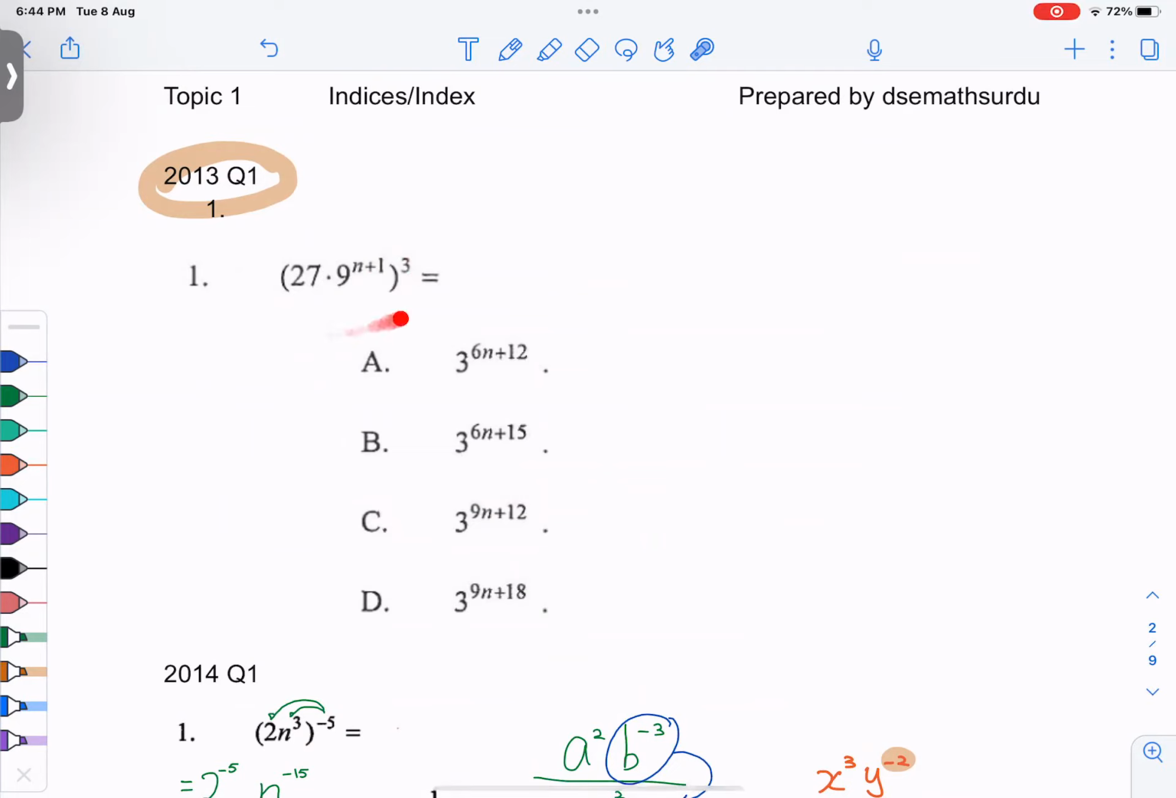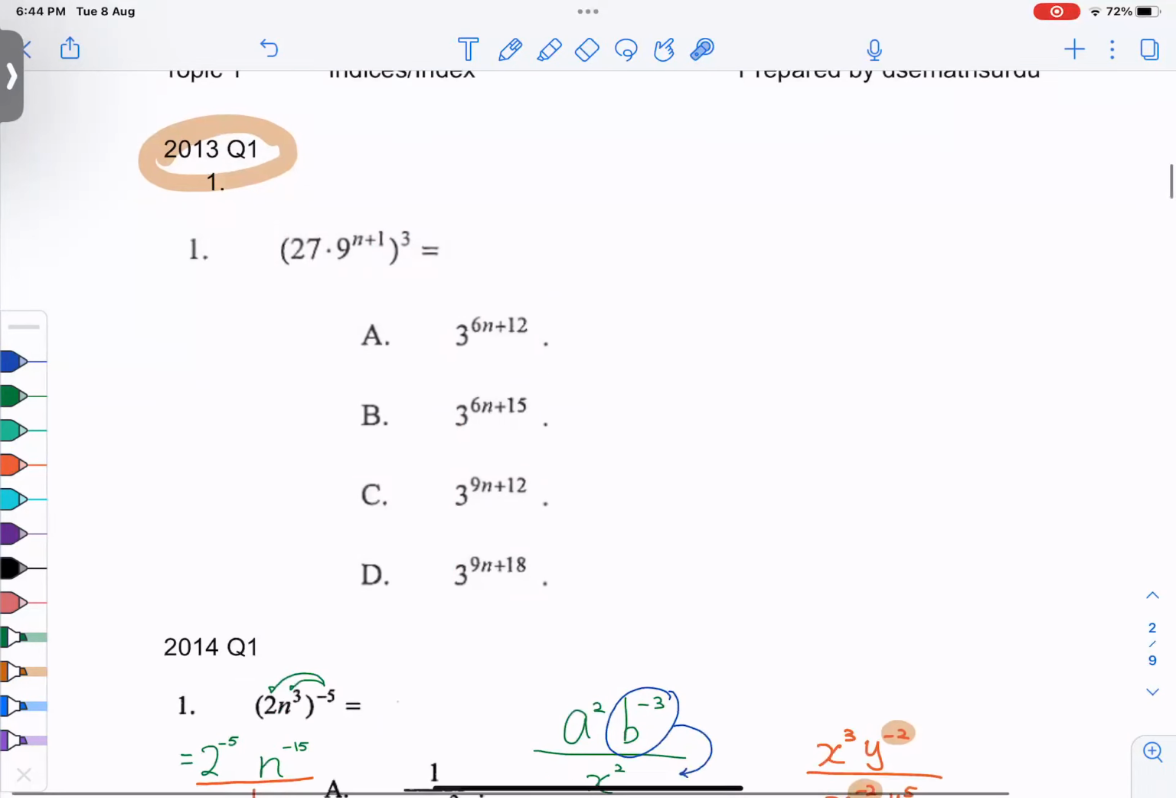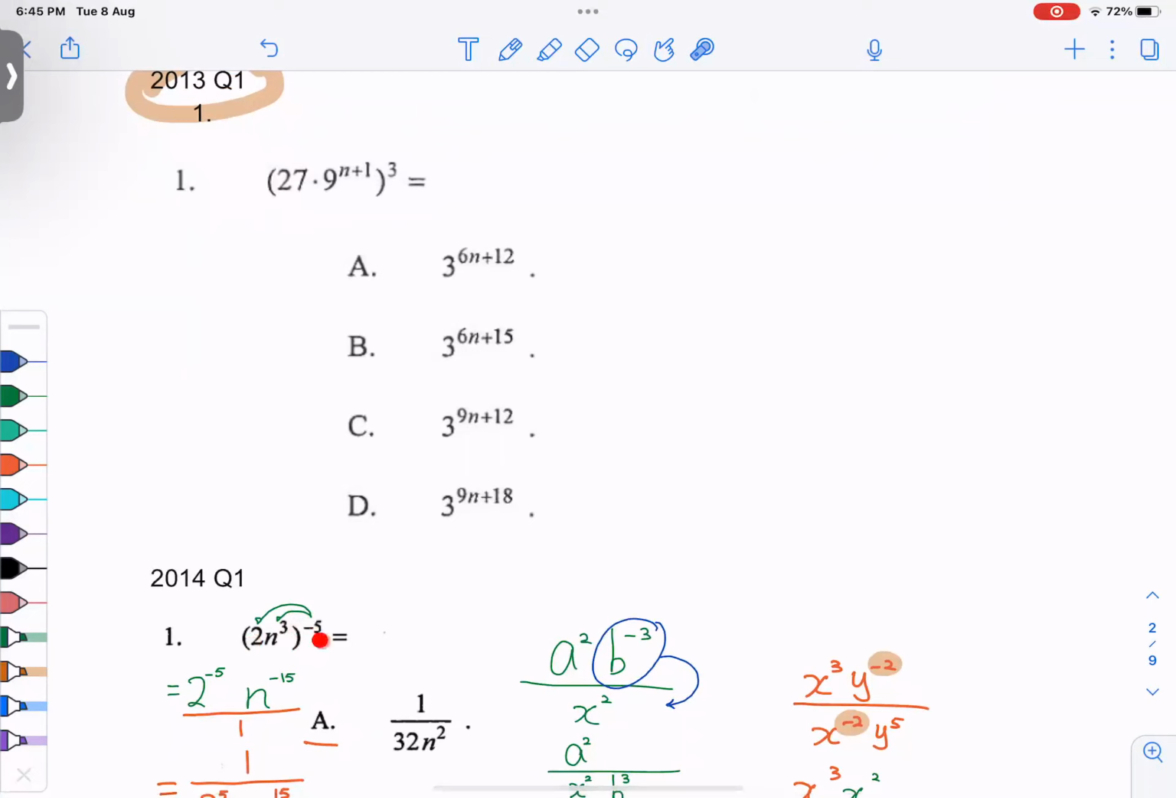The questions look so complicated. How can I turn it into this way? Like these ones, we were already very clear. If there's a power outside, you just give it to everything inside. This one as well, you can also give it to 27. You can also give it to 9. It's possible. But then how do we further make it to 3? How are these all related?